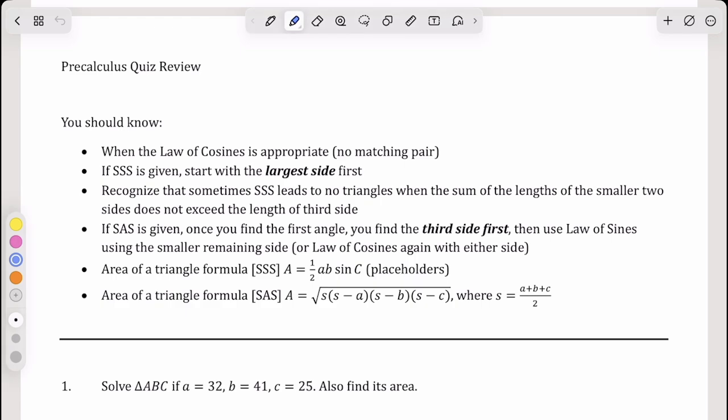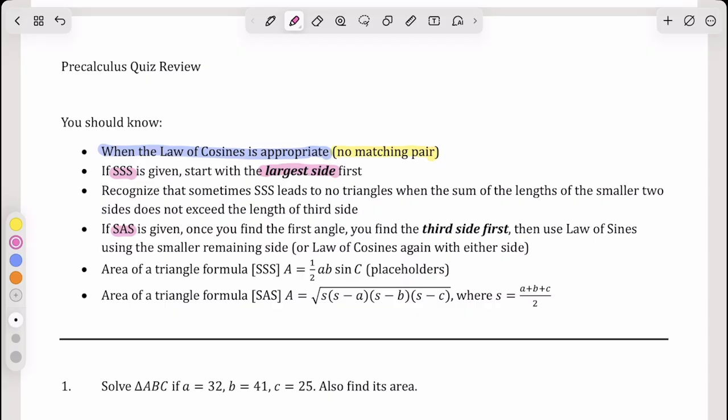So first thing, when do we use the law of cosines? We use the law of cosines when we don't have a matching pair, like an angle A and a side A. And this will come in two varieties. It'll either come in a side-side-side variety or a side-angle-side variety. And when you have side-side-side, you're going to start with the largest side first. The reason is it leads to the best possible outcome for you. I don't want to get into that exactly right now.